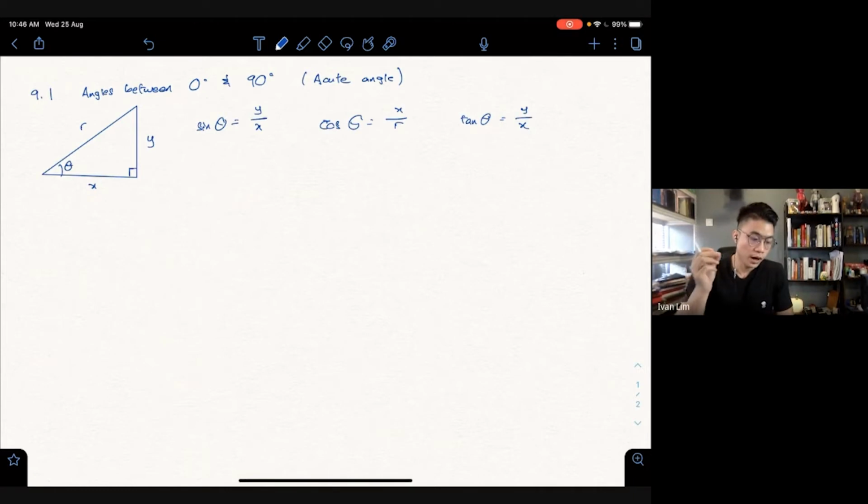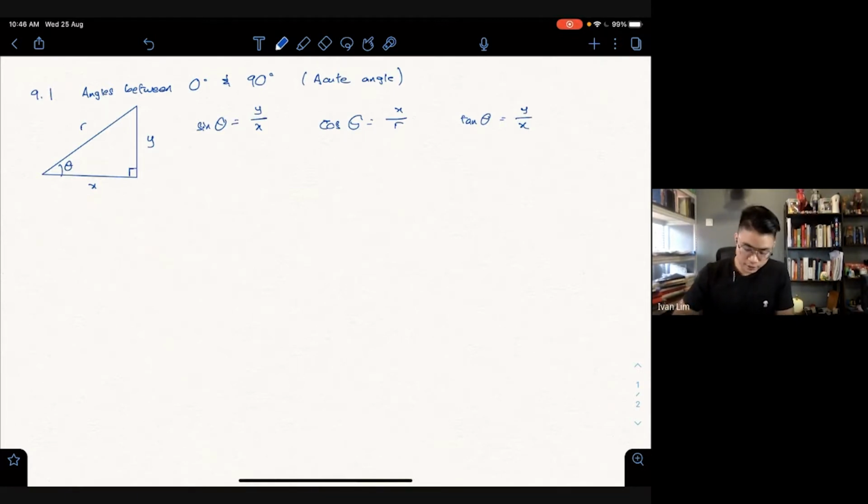Okay, so how do we find the sine, cos, tangent for an acute angle? Meaning we only look from 0 to 90 degrees. Later we'll see we can go beyond 90 degrees. We can also go negative degrees. So for now, this kind of method that we are going to use is only valid for 0 to 90 degrees. Okay, so let's look at the question.